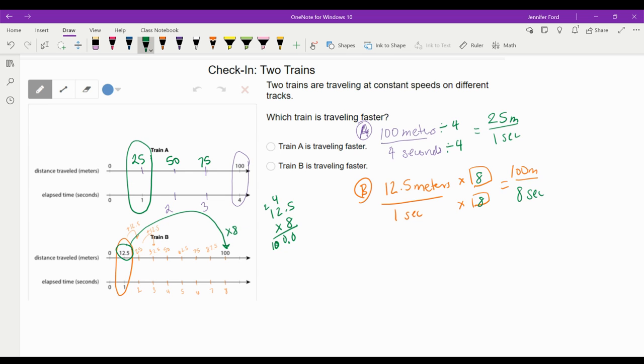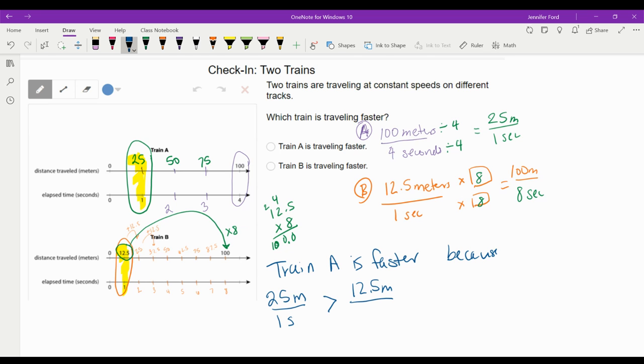Okay, so depending on how you look at this, if you want to compare unit rates, that's this. And comparing unit rates, you can see that train A is faster because 25 meters in 1 second is greater than 12.5 meters in 1 second.